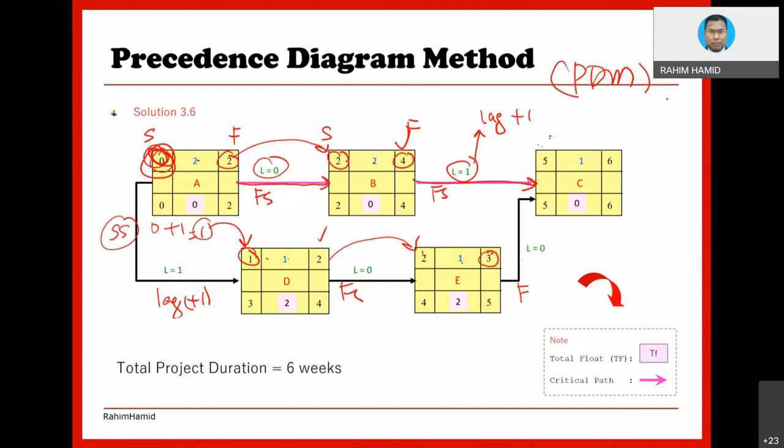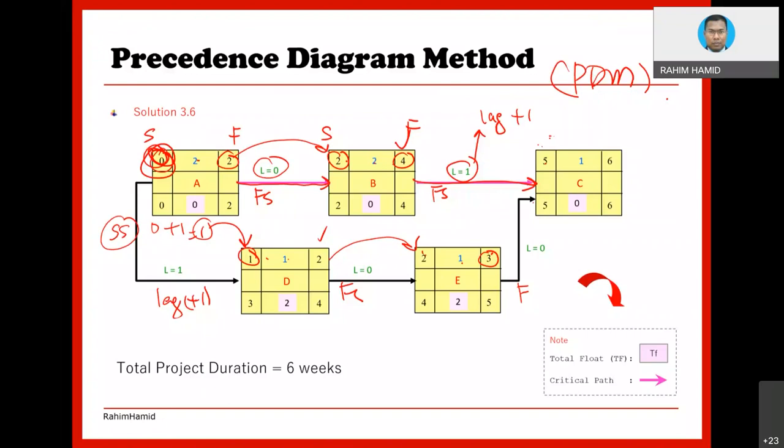And you notice that there are two activities going inside C. Meaning to say, C can only start after B and then E completed. E is completed on the third day, which is much earlier, but then the issue is B is completed on the fourth day, so the starting of C will be delayed by one day. What is the example of delay?